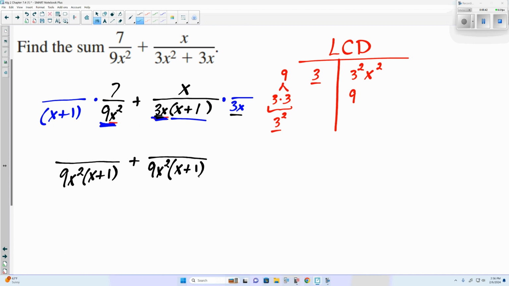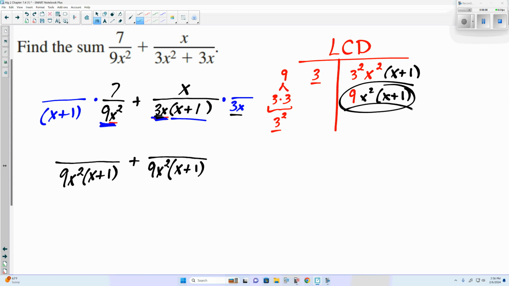Questions on this? Now we've gotten the denominators to be the same, and it works out that the least common denominator is this 9x squared times x plus 1. That's the goal of getting the least common denominator, is just seeing what is going to make the two denominators be the same.